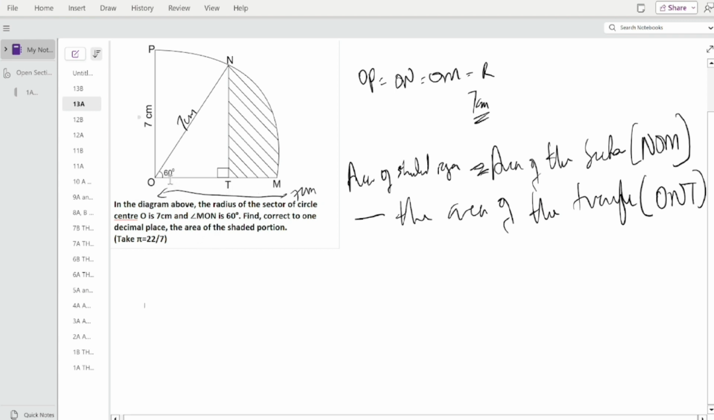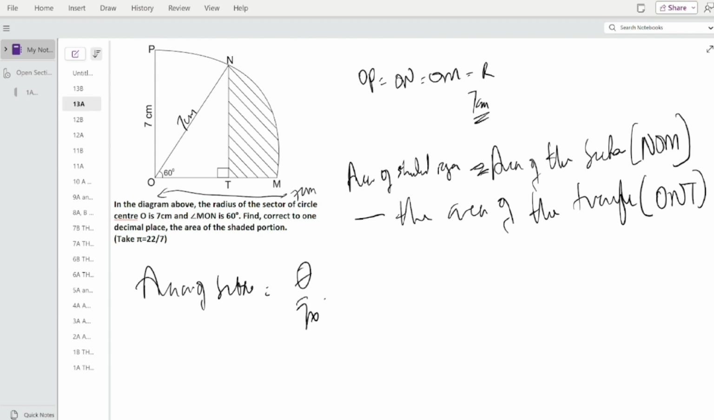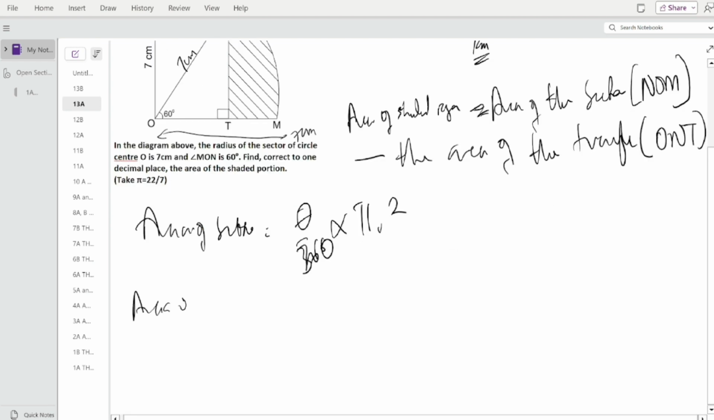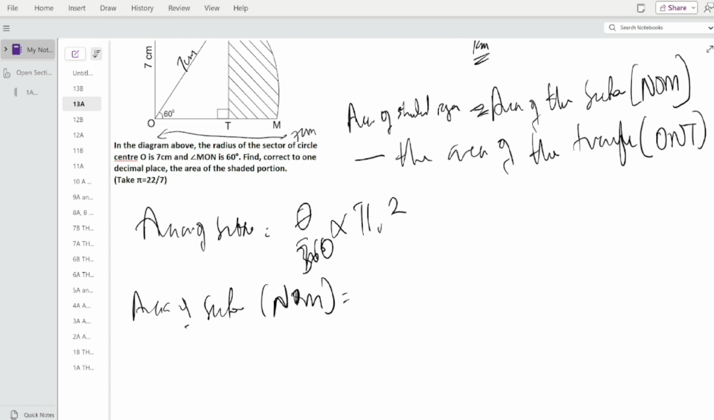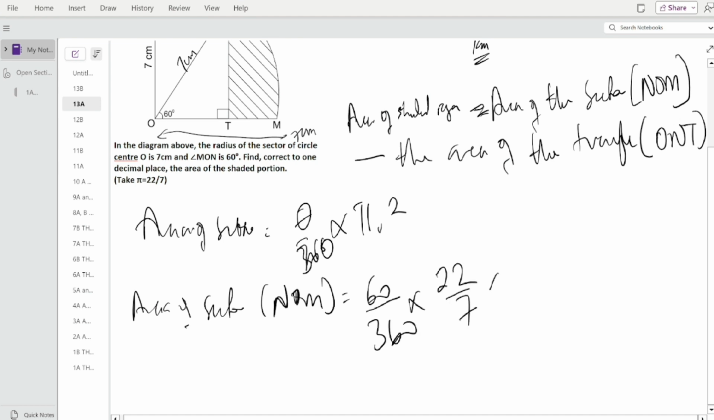So that's our sector. We have our angle, and the area of a sector is theta over 360 times pi r squared. Therefore, the area of sector NOM is, since we know our angle is 60, that's 60 degrees over 360 times 22 over 7, pi, times our r. We know our r is 7, so we have 7 squared.